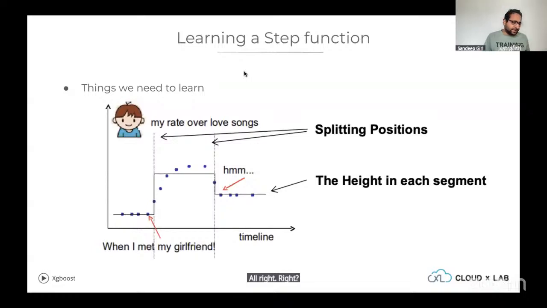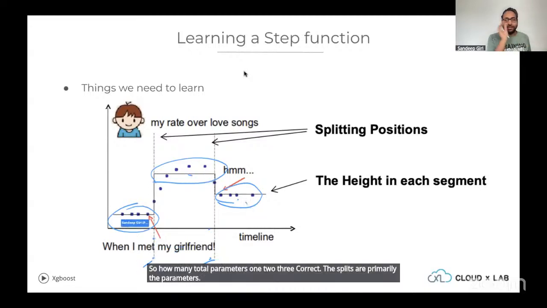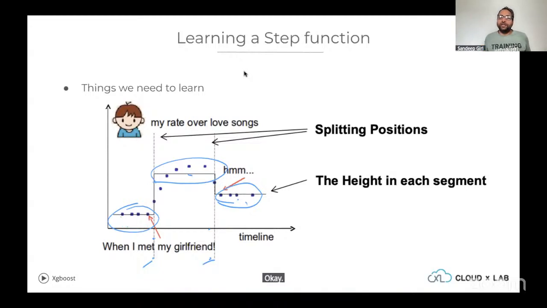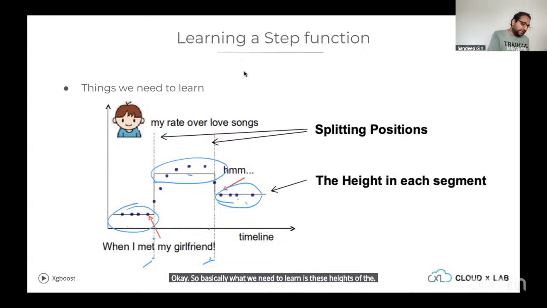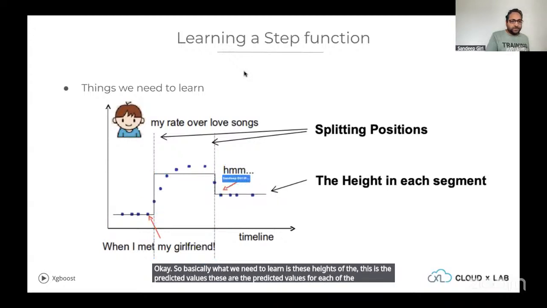So these things are called split positions, and the height of each of these is called the cell values. So how many total parameters? One, two, three, one, two. Correct? The splits are primarily the parameters. These values are basically in the leaf. So what we need to learn are these heights, which are the predicted values for each of the leaf splits.